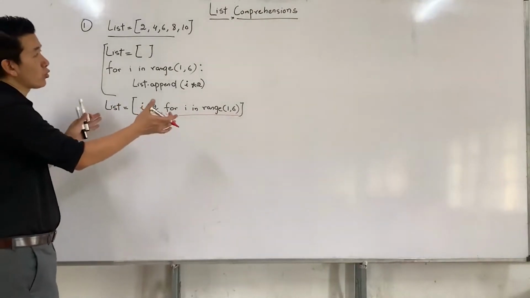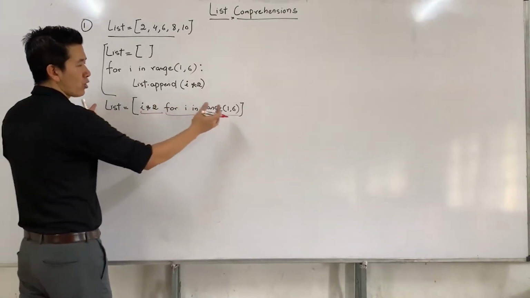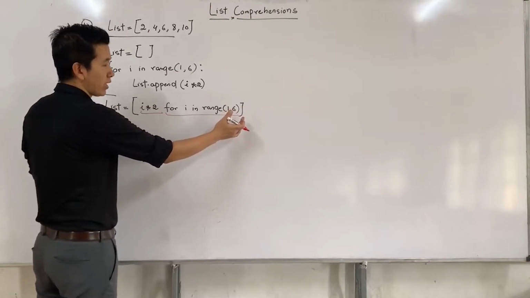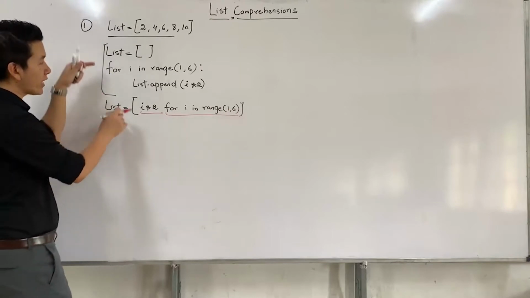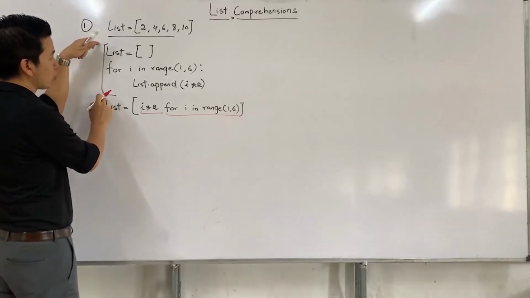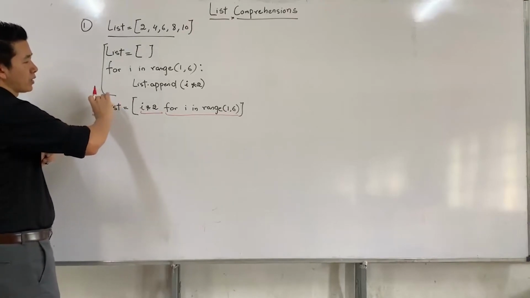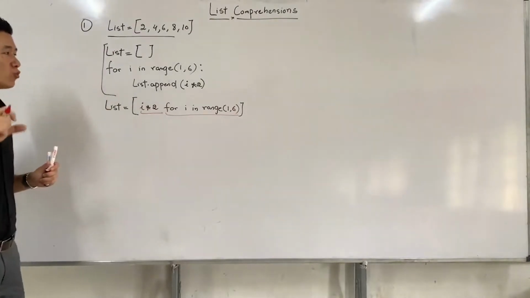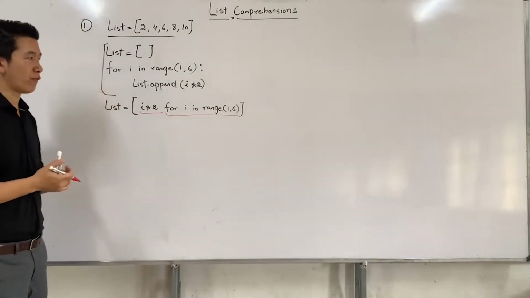So this is what we mean by list comprehension. It provides a concise way of describing the list, a shorthand for creating the list using the for loop. Basically, it provides a shortcut or shorthand way in which we could create a list which uses the for loop.